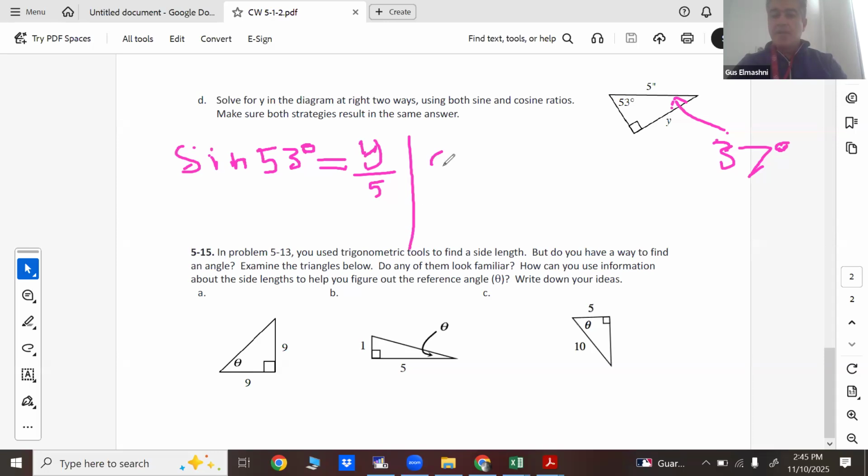Also, you can say cosine of 37 degrees equals y over 5. Each one should give you the same exact answer. So just having a bit of flexibility, that's all that we're trying to do here. And solving for y in each case. So you multiply both sides by 5, work it out. Should get exactly the same thing. Yep. Hold on, 5 cos. Yeah, you get 3.99 in each case.